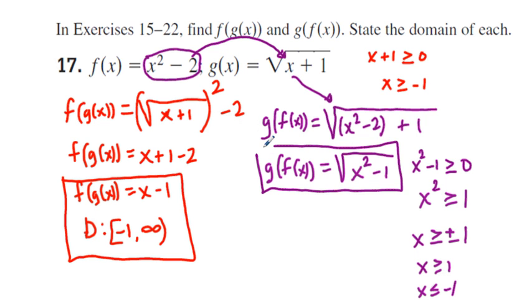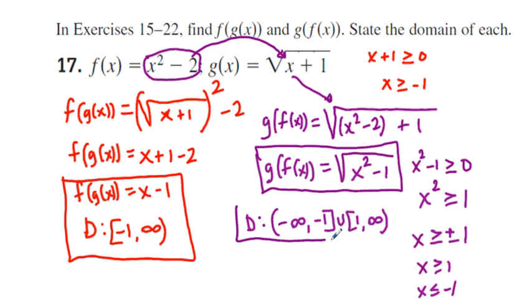And what is our domain going to be? Our domain is going to be x greater than or equal to 1, or less than or equal to negative 1. So we have negative infinity, comma, negative 1, bracket, union, greater than or equal to 1, up to infinity. So here's our domain for g of f of x.